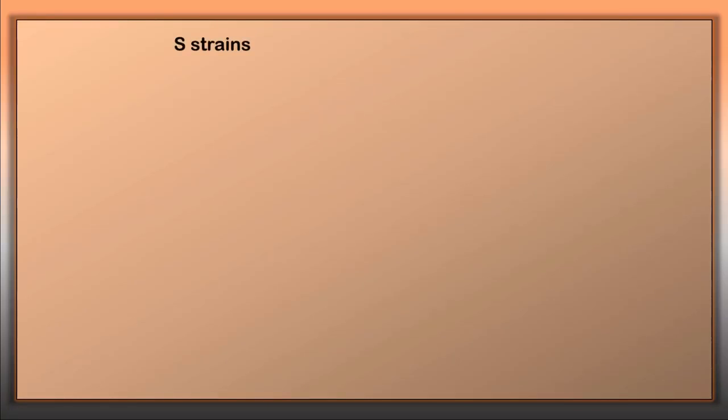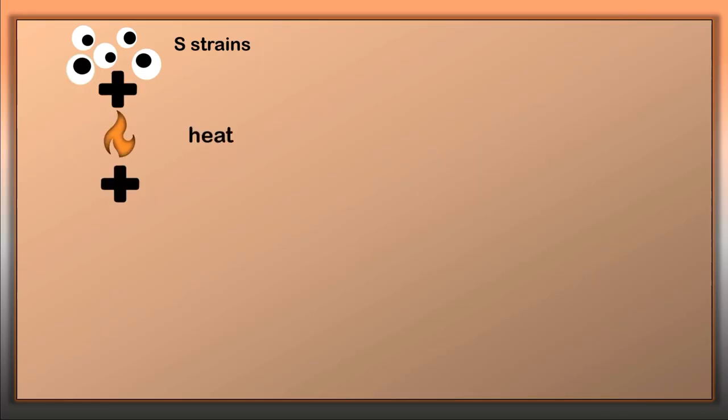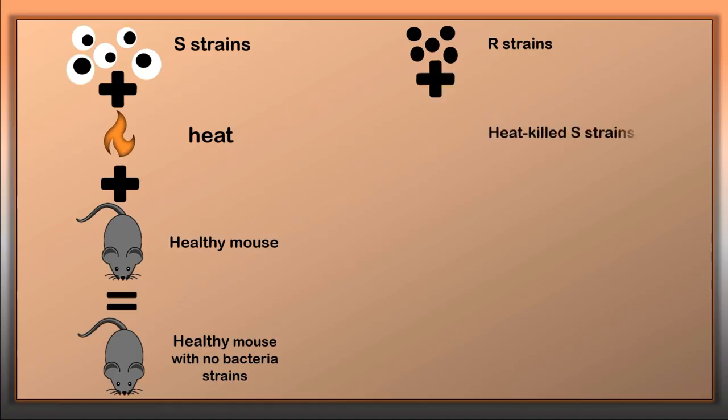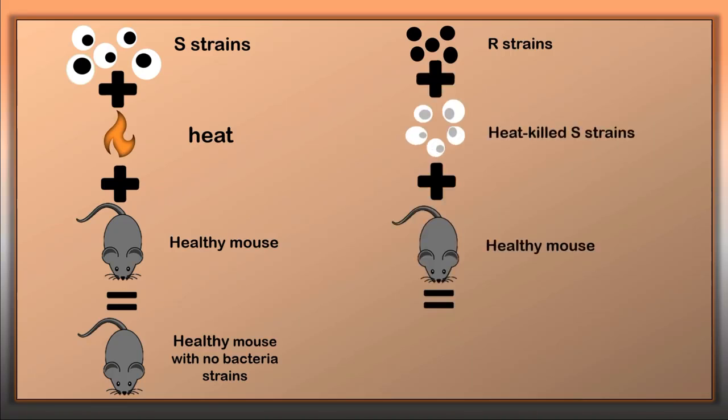Griffith wanted to know what part of the S strain was killing the mice. So he heated the bacteria to remove the protein shells, and then he injected the mice. And yes, the heated strain didn't kill the mice. He next combined the R strain with the heated S strain and injected the mice. And surprisingly, the mice died. That's weird.